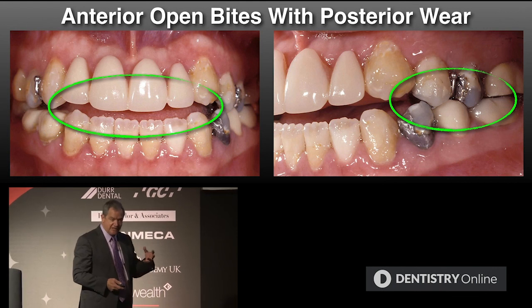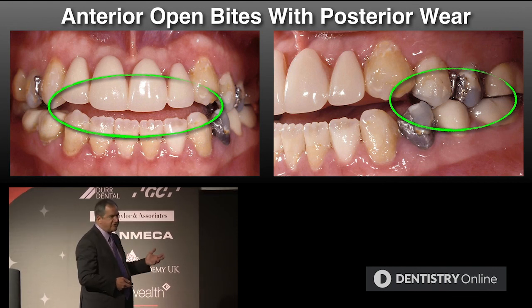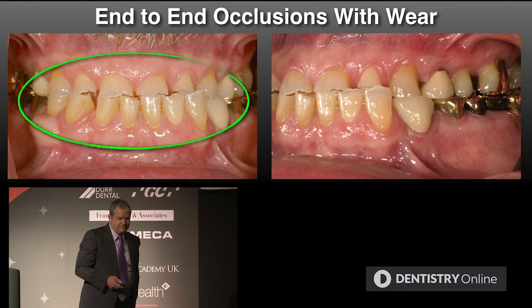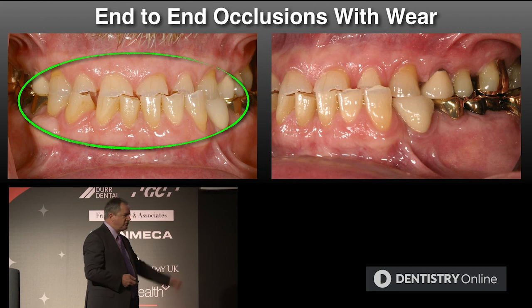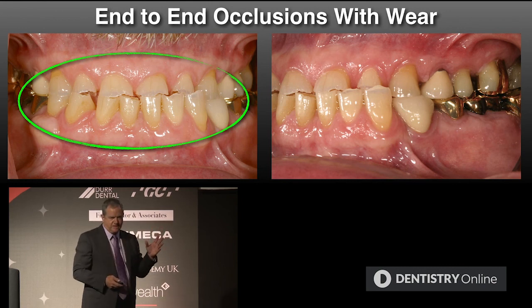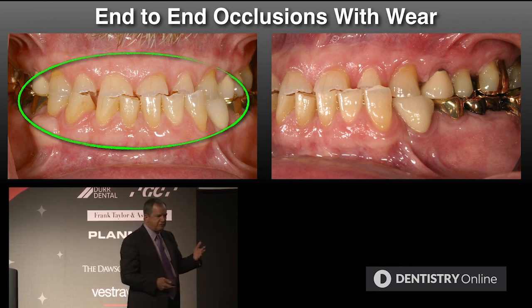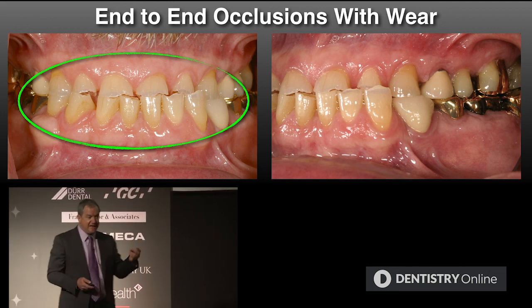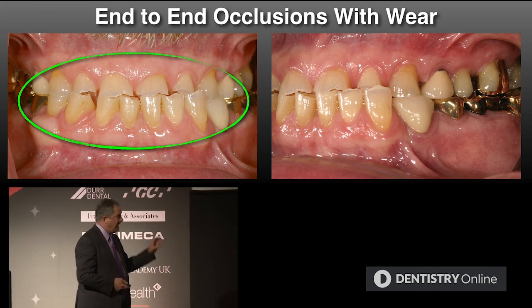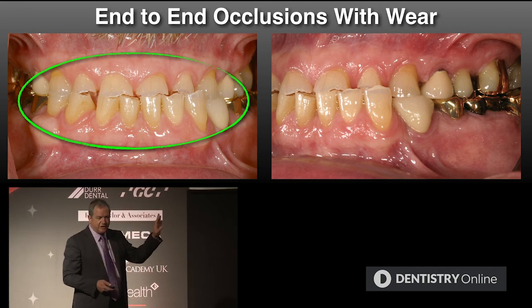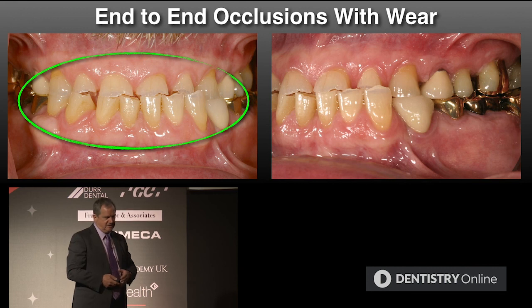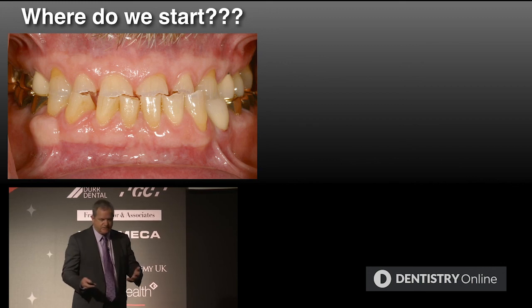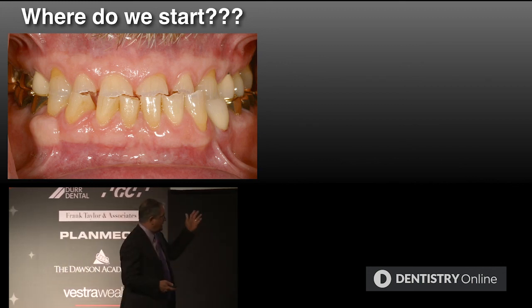We're going to talk about patients with anterior open bites and posterior wear, because it is not at all uncommon if a patient has an anterior open bite that they will wear out their posterior teeth. And we're going to talk about patients who have end-to-end occlusions and tooth wear. So basically, we have 4 types of patients we're going to be talking about: deep overbites without wear, deep overbites with wear, anterior open bites with posterior wear, and patients with significant anterior wear and end-to-end occlusions.